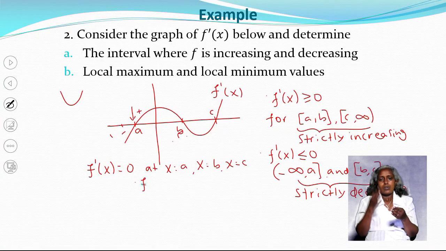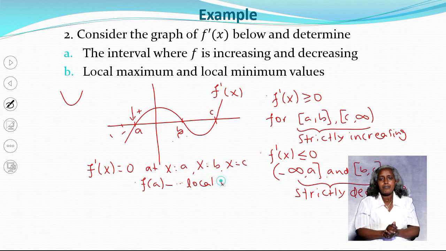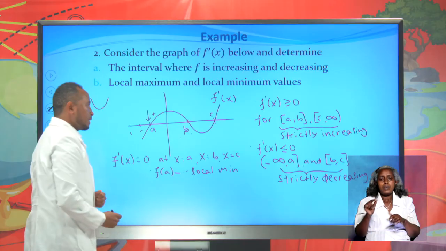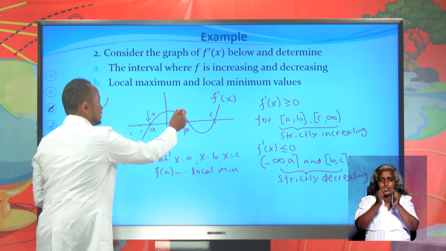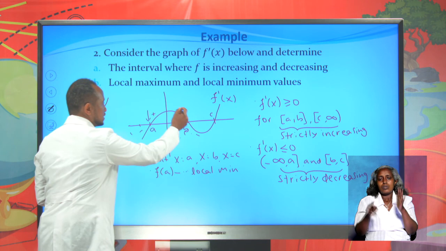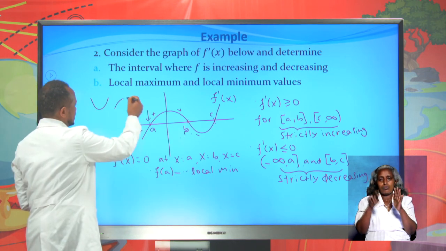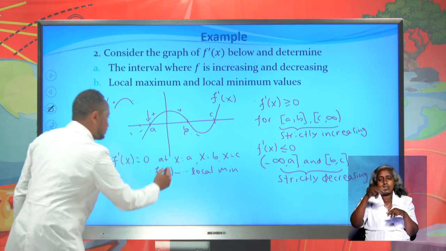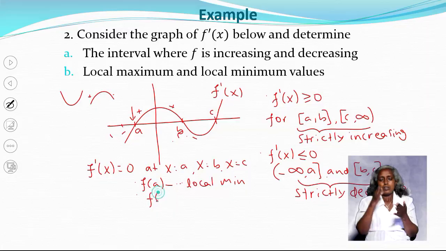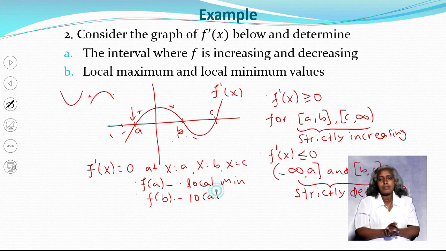Therefore, f of a is a local minimum. And at b, you can see the derivative is changing. This one is positive and this one is negative. It's changing from plus to minus. So this point is a local max. Therefore, f of b is a local max.